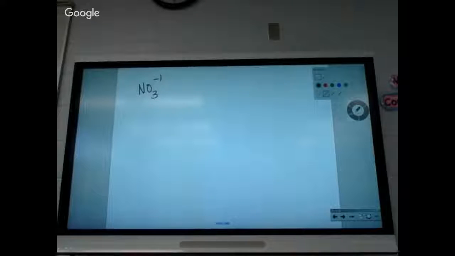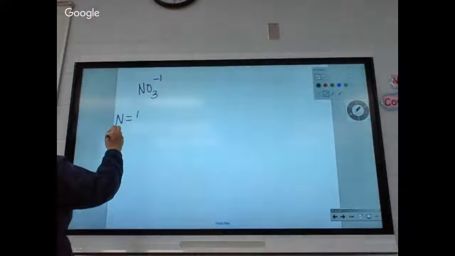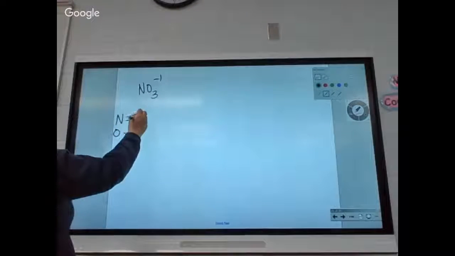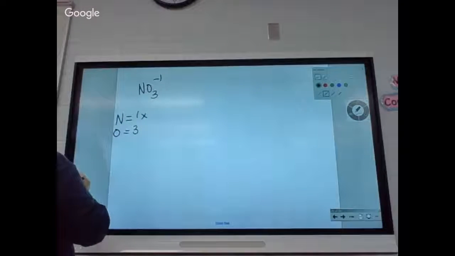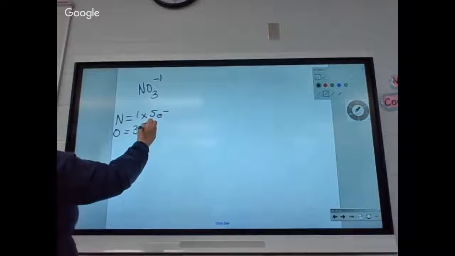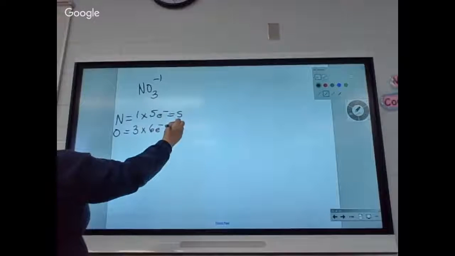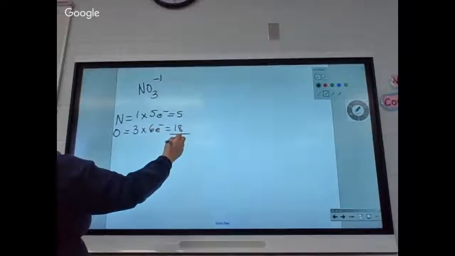So how many N's are there? 1. How many O's are there? 3. So how many electrons in N's outer shell? 5. How many in O's outer shell? 6. So that gives us 5. That gives us 18, for a total of 23.